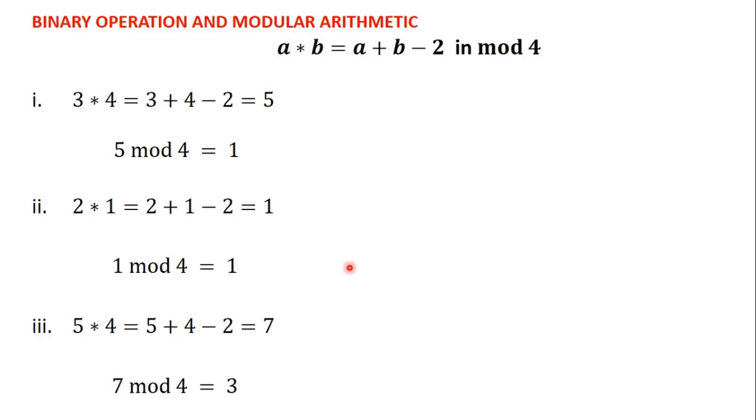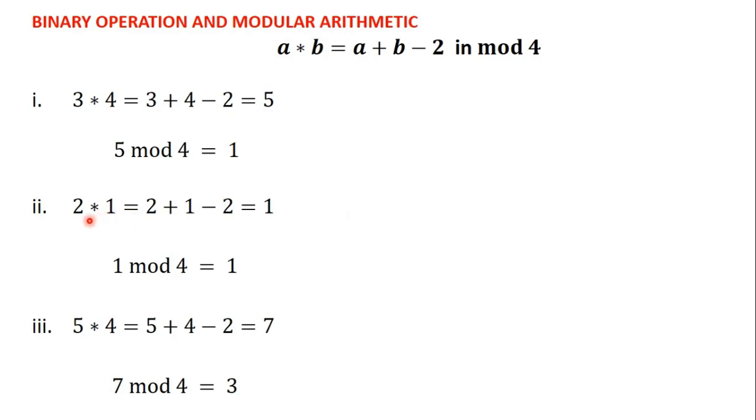So we can see that when a binary operation is defined in a certain modulus, you will first use the definition of the binary operation to evaluate the expression. So for example, we use the definition A star B is equal to A plus B minus 2 to evaluate 3 star 4, and you have 5. After that, you find the value of the expression in the modulus. So after we have evaluated 3 star 4 and we are having 5, you find the value of 5 in mod 4. 5 in mod 4 will give us 1.